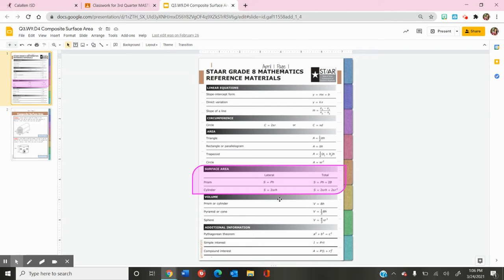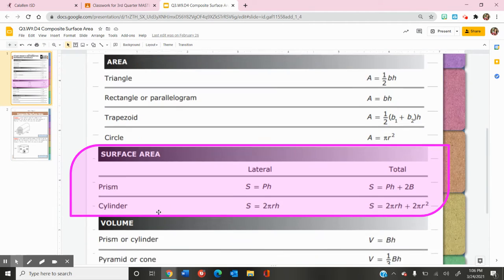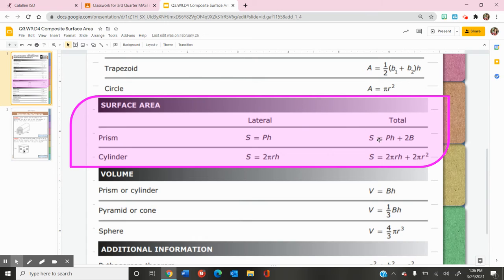But before that, looking at your formula chart, the formulas for surface area are going to be located right here. Going over these two formulas very quickly, for a prism, total surface area is pH plus 2b. I'm going to go over what each of the letters mean in the total surface area, just because if you notice, the lateral has the same letters.